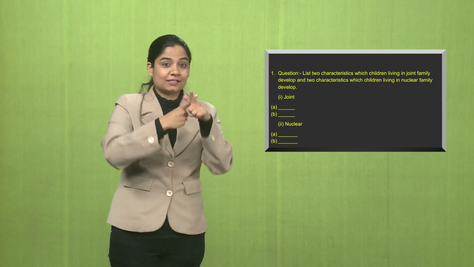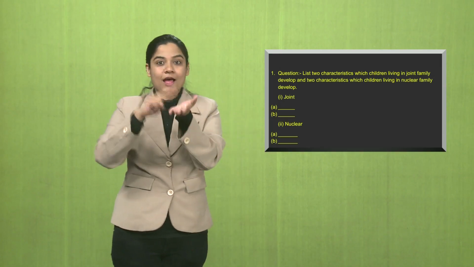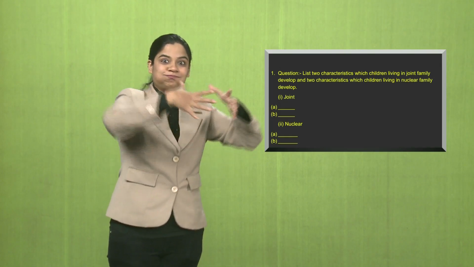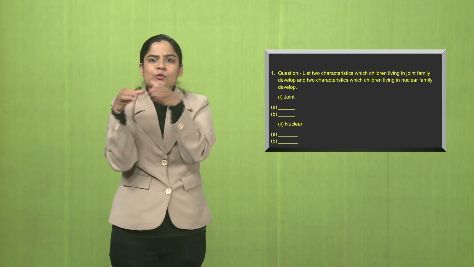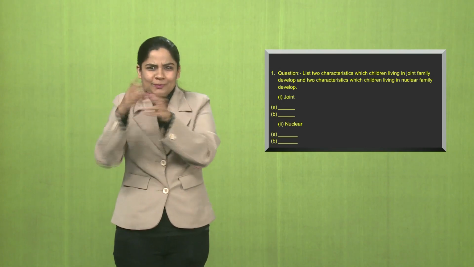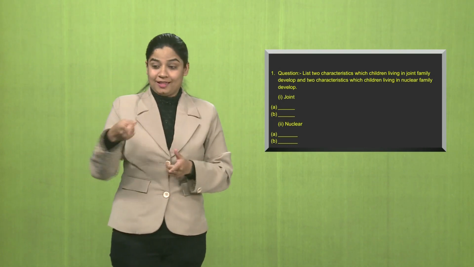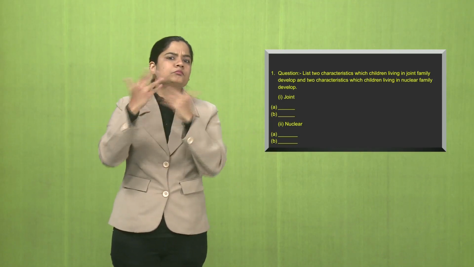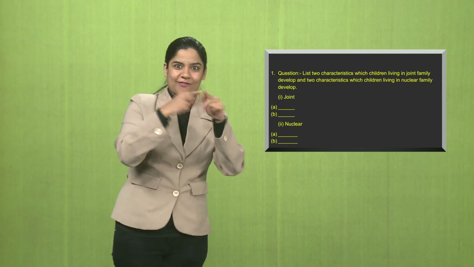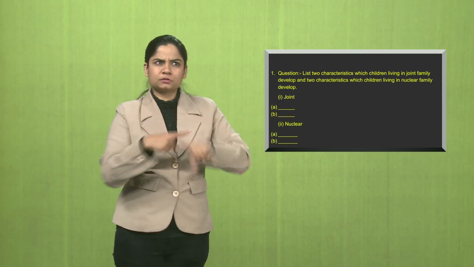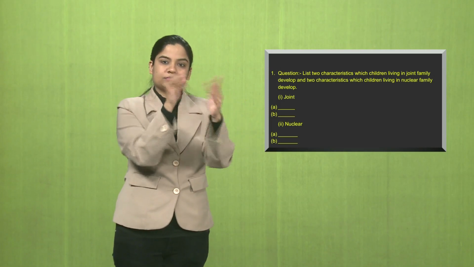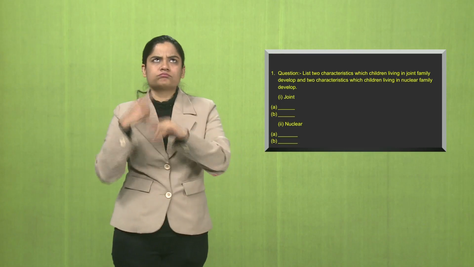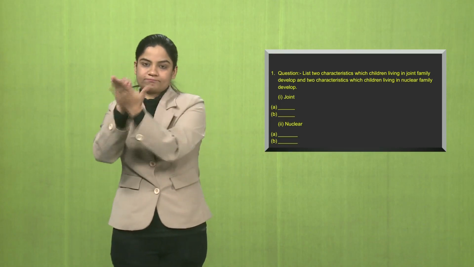There are two kinds of families. Remember, there is joint family and there is nuclear family. Joint family has a lot of people. Nuclear family is a smaller family where only 3 or 4 people are living. The question is related to children here. Children living in joint family develop what characteristics? What are the characteristics of children living in joint family and what are the characteristics of children living in nuclear family? You have to write the answer in your notebooks.